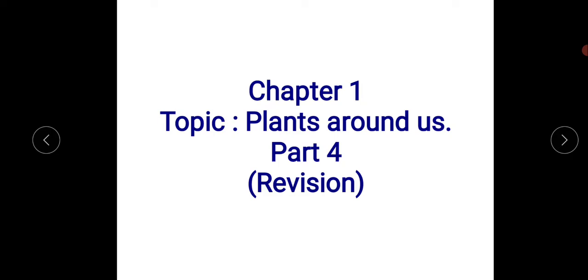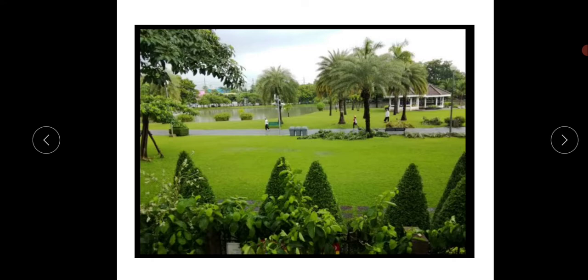In this picture, what do you see, children? There are different kinds of plants, right? Some are big, some are very small, some are very short. Some of them are grass. These all are very short plants, and these are medium plants, and these are big plants.